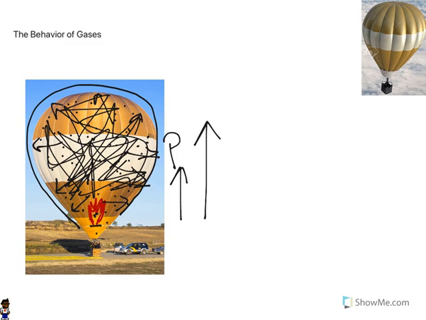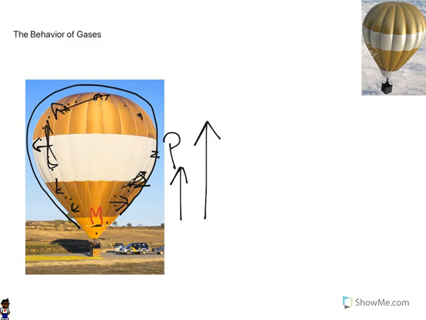Every time you want it to go down, you'll decrease the flame, and as you decrease the flame, the particles will slow down. They won't be moving as fast. And because they're not moving as fast, they're generally going to be closer to each other as the volume starts decreasing, and its density also decreases. So as its density drops, the hot air balloon also drops as well.